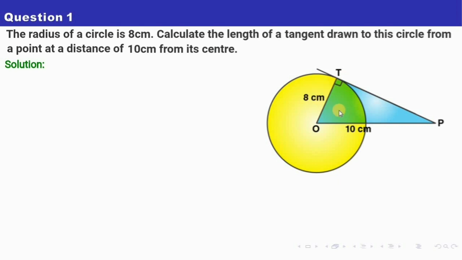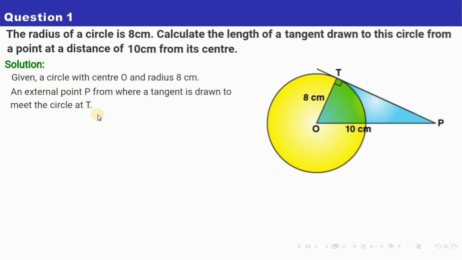So if it is perpendicular, then this triangle OTP, what kind of triangle is this? This is a right angled triangle, because one of the angles is 90 degree here. The question says calculate the length of the tangent, that is, we need to calculate PT. Since this is a right angled triangle, we make use of the Pythagoras theorem. All these things have already been mentioned here.